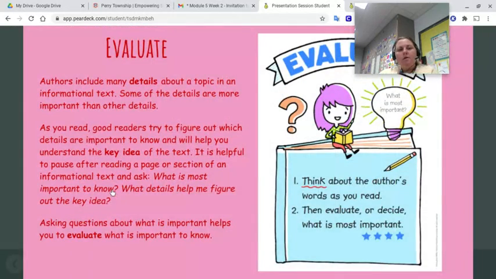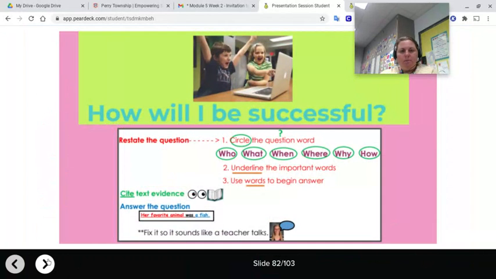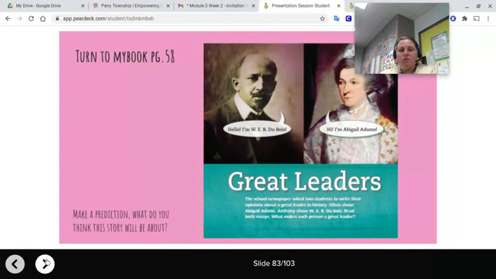Okay? So let's go to the first. Oh, and we'll also be using our RACE strategy to help us answer some questions. So this says turn to my book on page 58. So you can turn to your book. If you need to pause, you can. Or if you just want to listen to me read today, that's fine too.